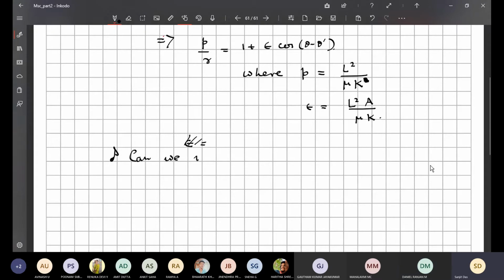Can we identify epsilon with... not, can I connect epsilon with the total energy, capital E? What is your point on this? Can we do that?